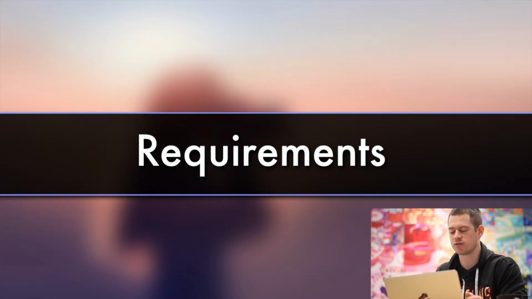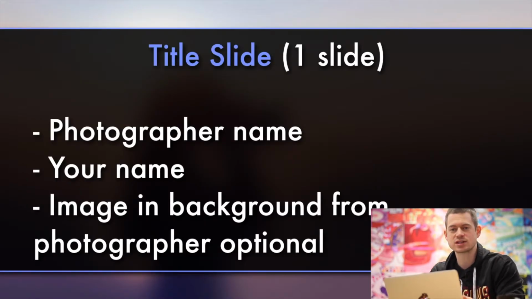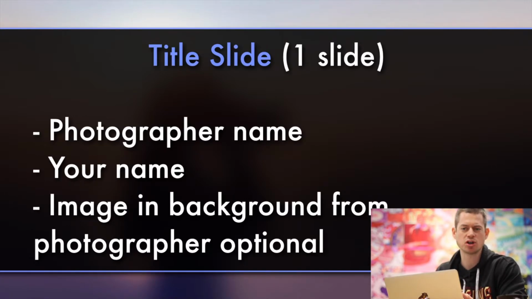After you find your photographer, the requirements start with the title slide, just the very first slide, so you'll need one. Have the photographer's name on there along with your name. To make it a little bit more interesting, consider including a picture of their work or a picture of them. It doesn't need to be anything special, but just to make it a little bit more interesting for us that look at it.